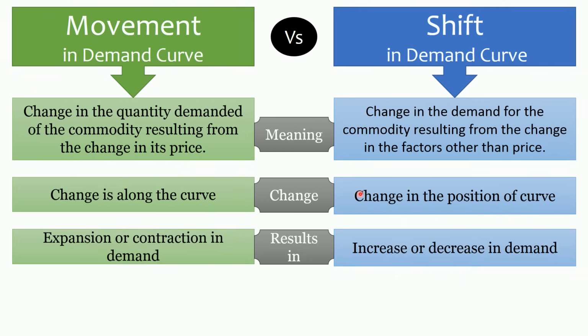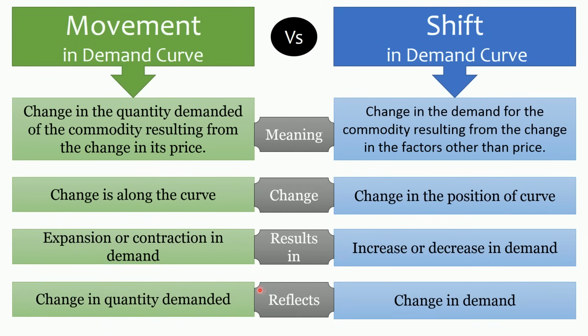Next, the movement in demand curve results in the expansion or contraction in demand for the commodity. The expansion of demand, as we have already discussed, is the increase in demand due to the fall in prices of the commodity, whereas contraction of demand is the decrease in the demand due to the increase in prices of the commodity. On the other hand, the shift in the demand curve represents the increase or decrease in the demand due to the change in factors other than price.